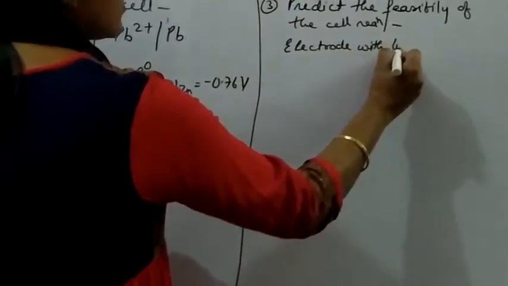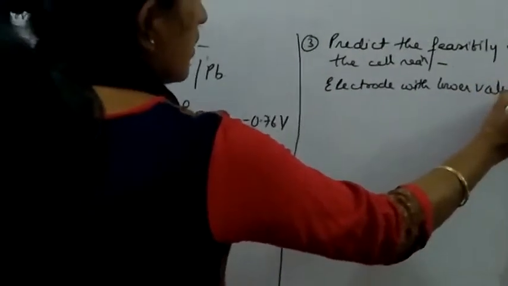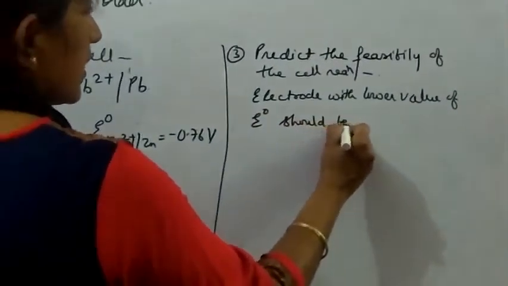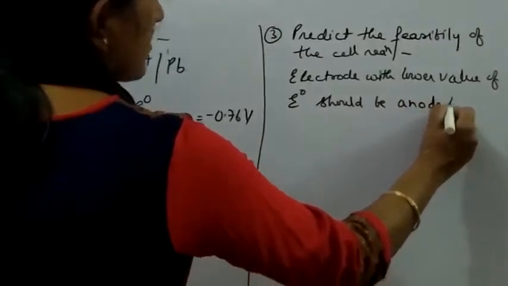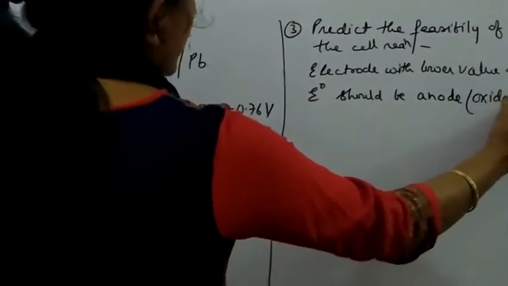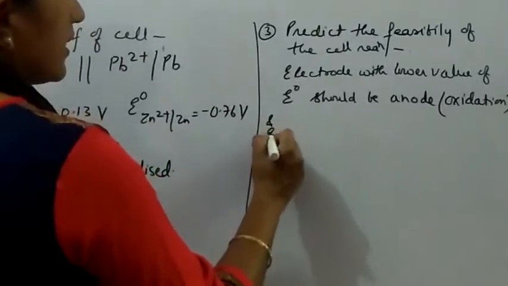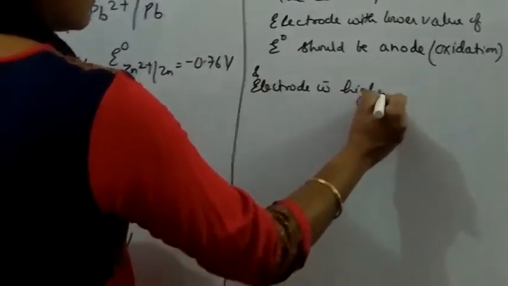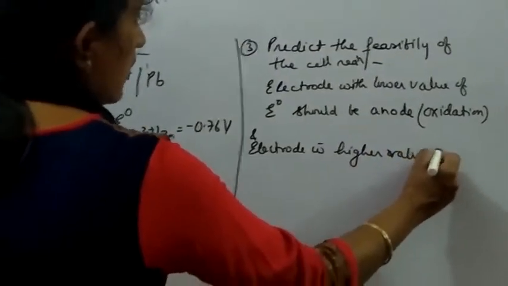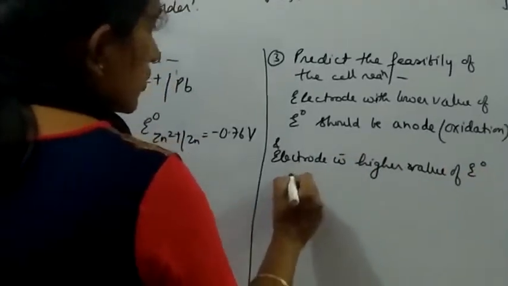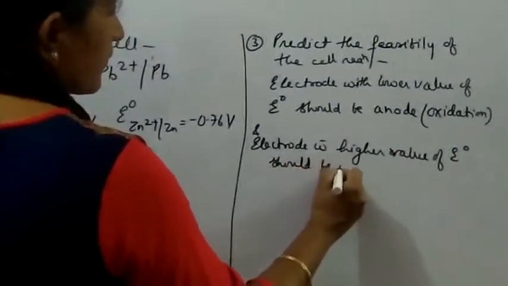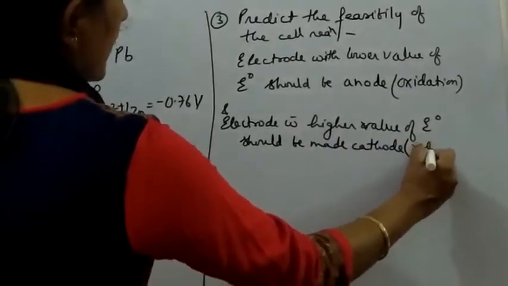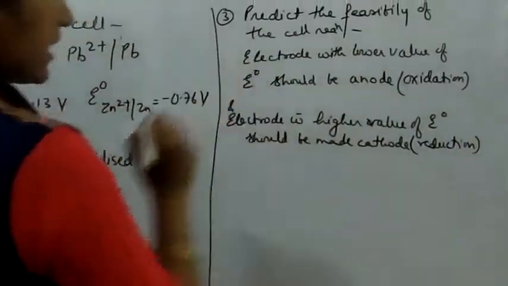should be the anode. That means oxidation should take place there. And the electrode with the higher value of E naught should be made the cathode, and reduction should be taking place there.